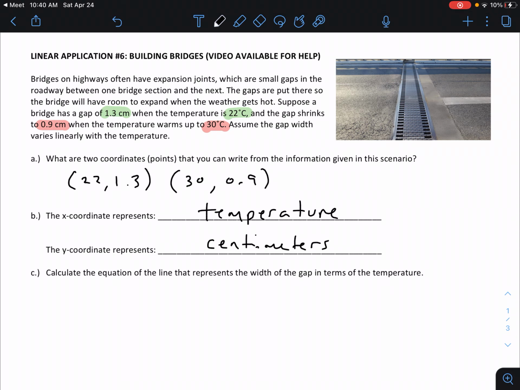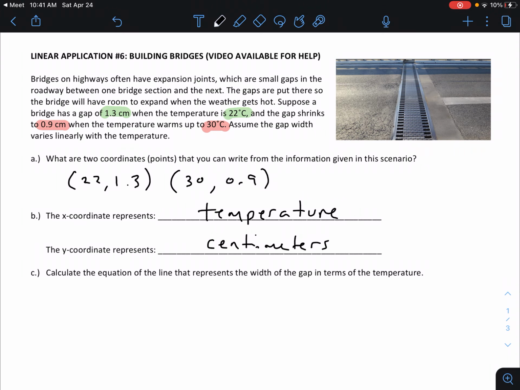And so another way to think about these two things is the size of the gap, or the centimeters, is dependent. It depends on the temperature. And the temperature is independent because it doesn't depend on anything. Temperature just changes as the weather changes, right?